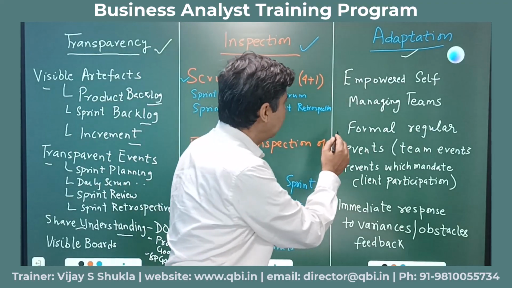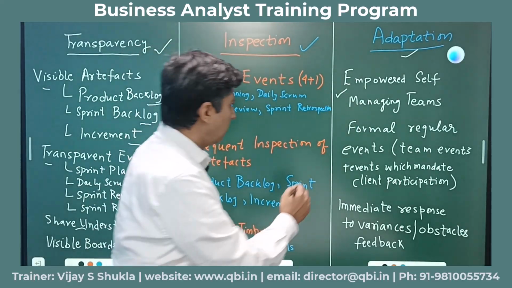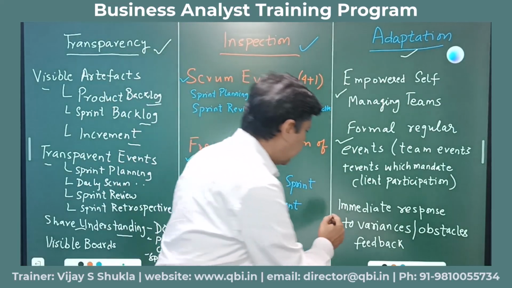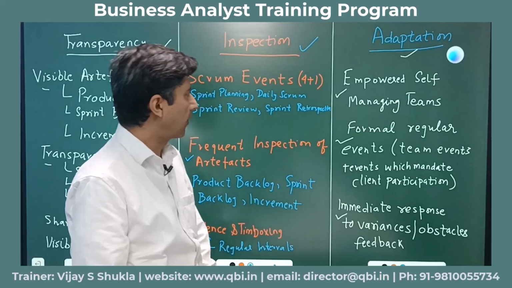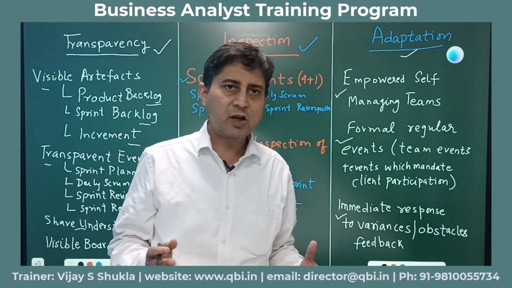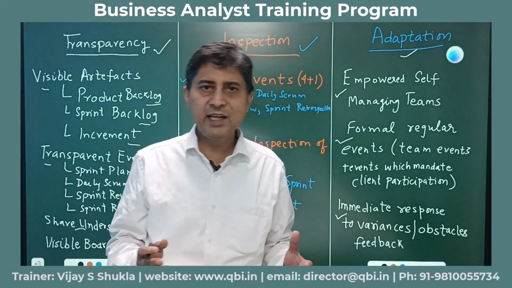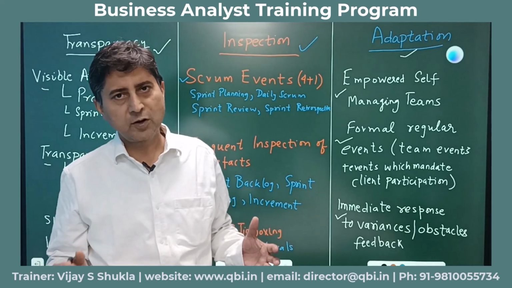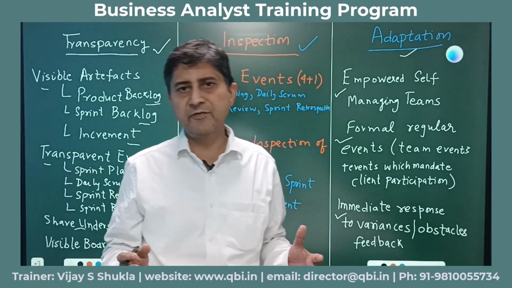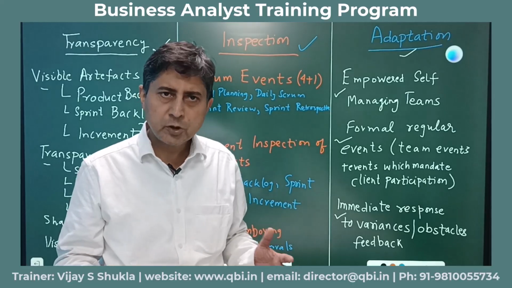So adaptation is achieved by empowered self-organizing teams, by formal regular events where the team adapts, and by immediate response to variances and obstacles. So the Scrum team is an empowered team, and is not controlled by a project manager or a director. The Scrum team has three roles: a Scrum Master, a product owner, and development team members. The Scrum Master is the guardian of the Scrum framework, and he is the facilitator. He does not control or push the team.